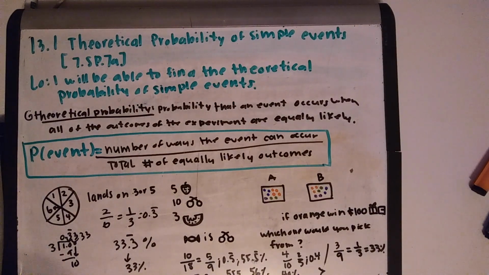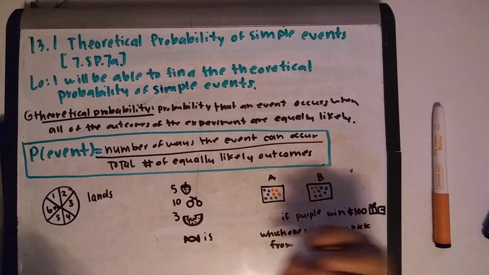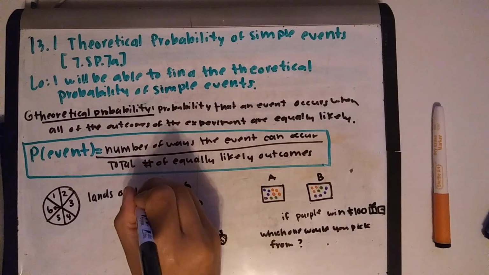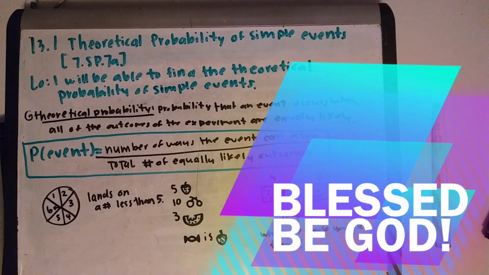Okay, let me give you a few to do. So this one, tell me the probability of the spinner landing on a number less than 5. This one, the probability of getting a strawberry flavored candy. And this one, same idea, but now if the purple marble is the winner, which one would you rather pick, A or B? Okay, tell me why. God bless you. Bye.